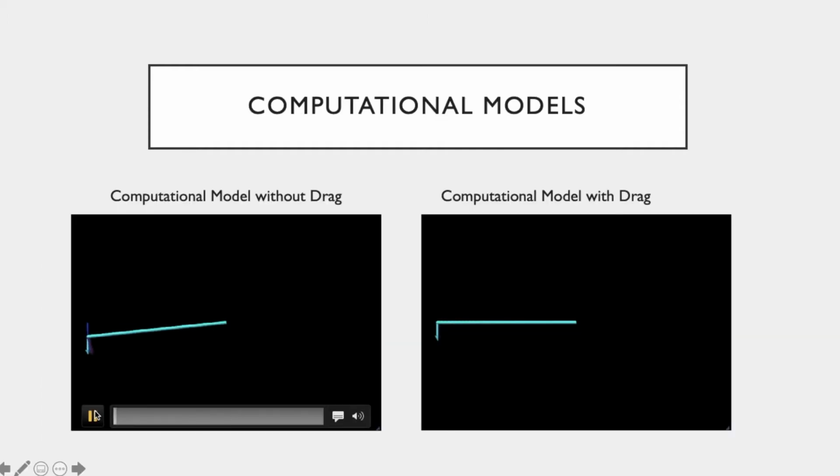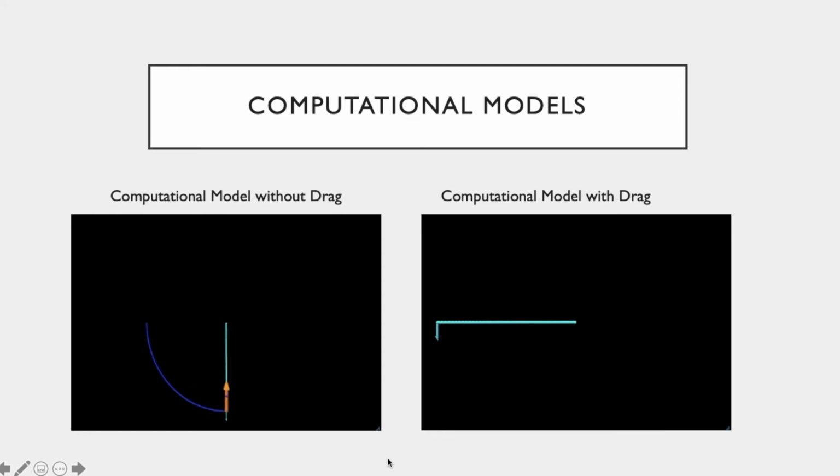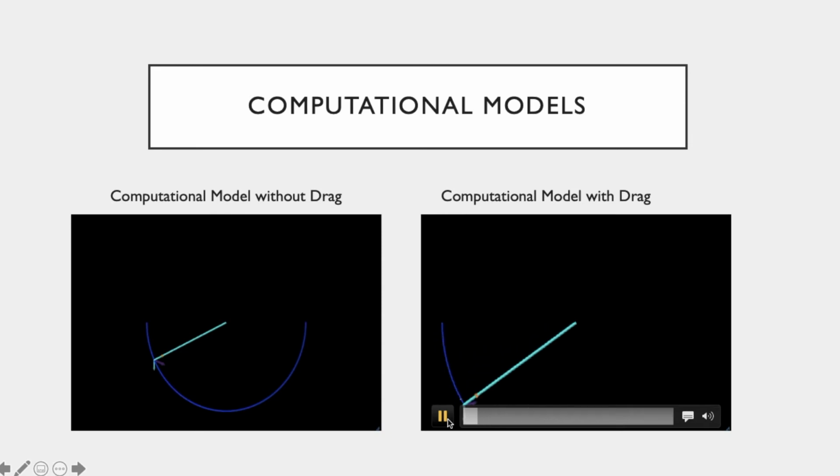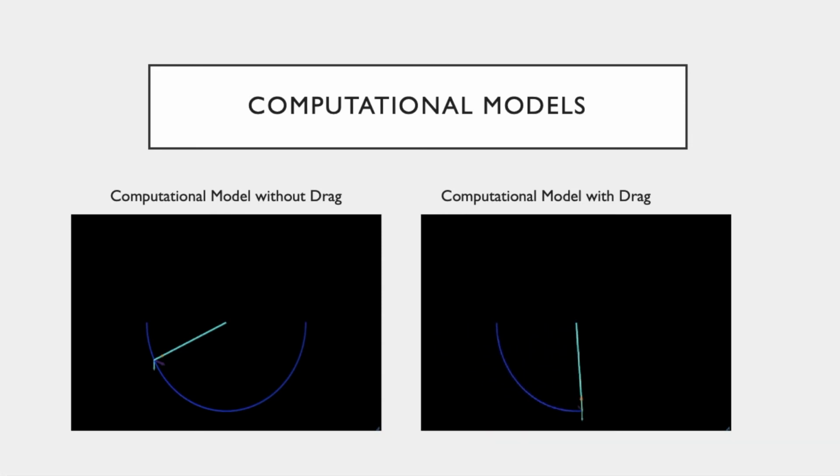So this is a look at the two models. This is our computational model without drag. As you can see, it does the full semicircle, and we do have our force of gravity, our FNet, and our force of the spring, which is the purple vector, and then gravity is the mint green, and orange is the FNet.